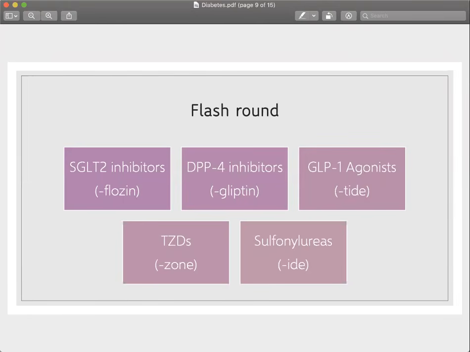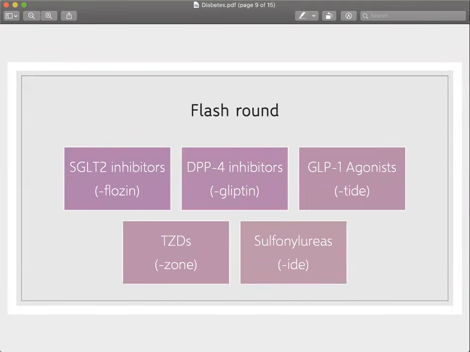Which two classes listed are known to be cardioprotective and decrease overall cardiovascular risk? That's going to be the SGLT2 inhibitors and also the GLP-1 agonists.